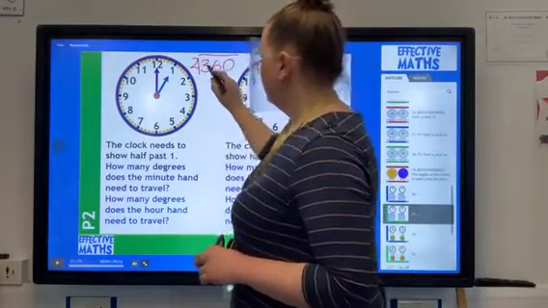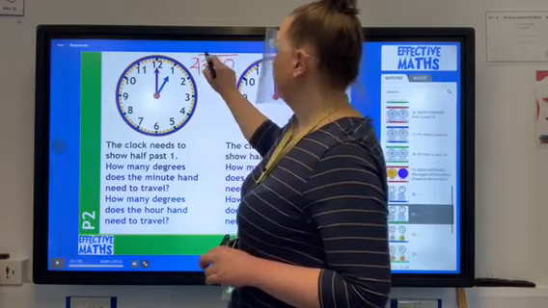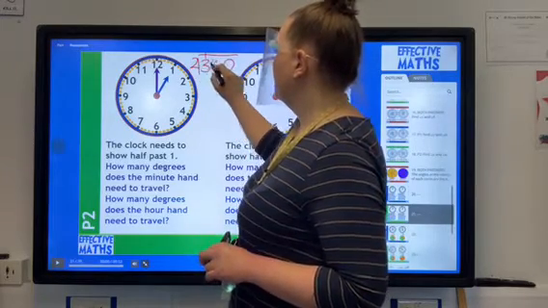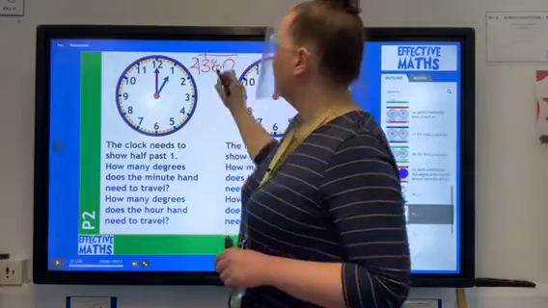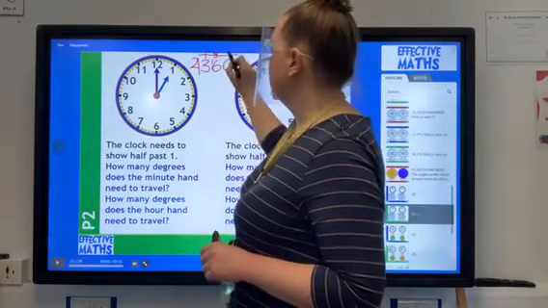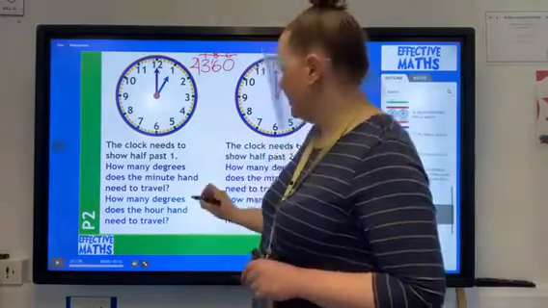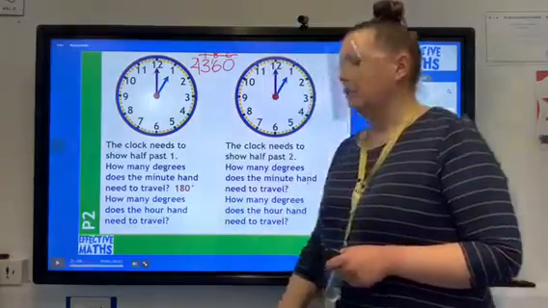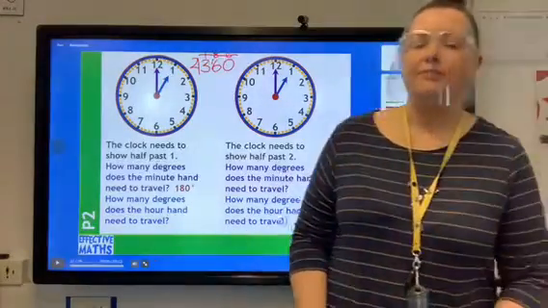Okay, 360 divided by 2. 2 goes into 3 one time. We've got 1 left over. 2 goes into 16 8 times, and 2 goes into 0 0 times. So it's 180 degrees. Okay, halfway around the clock is 180 degrees.